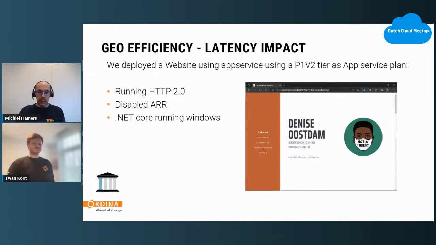my colleague Twan, who is also in the session: first thing, okay, we need to have some performance tweaks right away from the beginning. Yeah, so we deployed a P1 V2 in App Services and straight away switched it to HTTP 2.0 and disabled the affinity cookies. And because Michiel is our .NET guy, we run .NET Core on Windows. So that's the demo application we used to do a performance test. First of all, let's see the latency impact. Again, this is an example in a different part of the world.